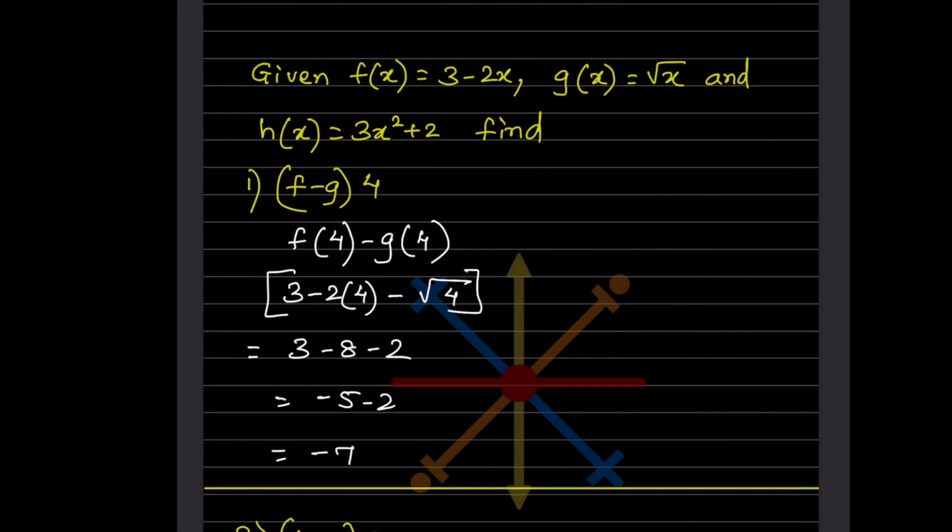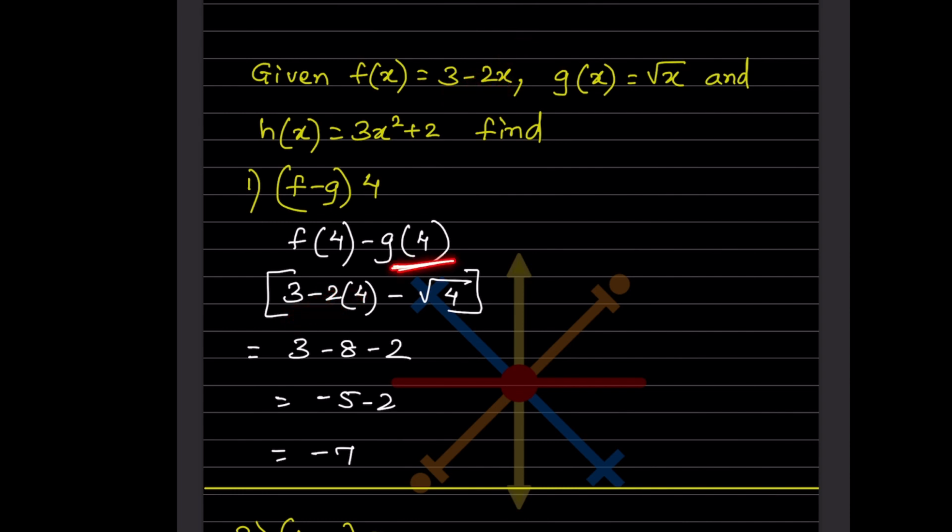So you see here, you can see f of 4. So now here you have to look for f of x. Wherever you see x, you're going to put 4 over here. So same thing, just look at this f of x. So now this is 3 minus 2 and in place of x you are going to put 4.